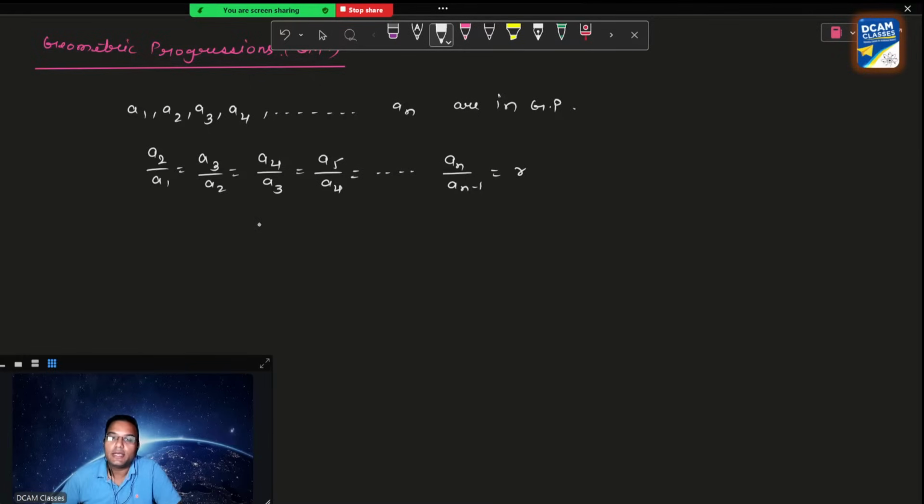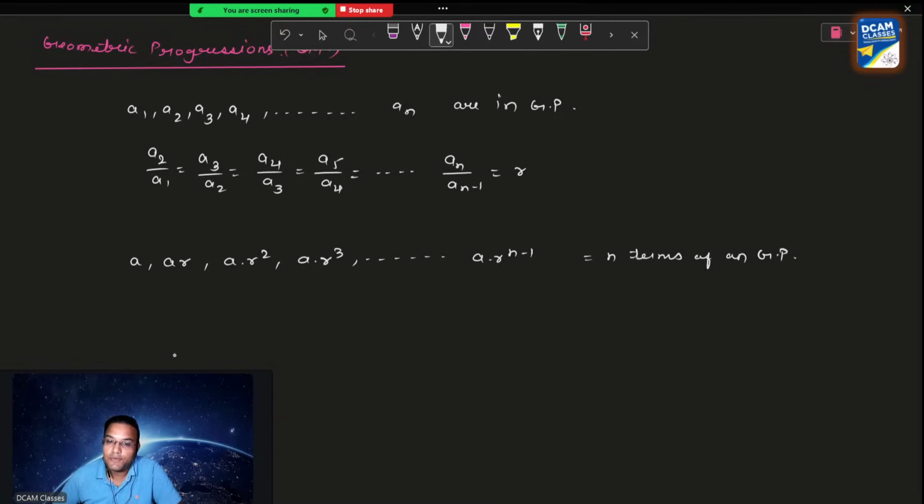So the terms of a GP I can write as a, second term as a into r, third as a into r square, fourth as a into r cube. So the nth term I can write as a into r power n minus 1. These are the n terms of a GP, geometric progression.